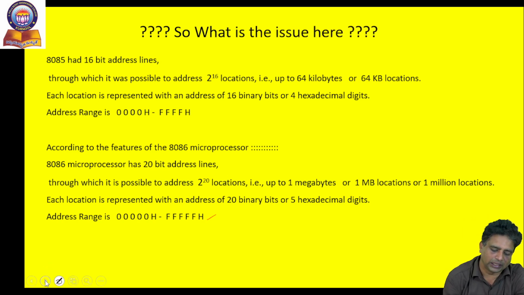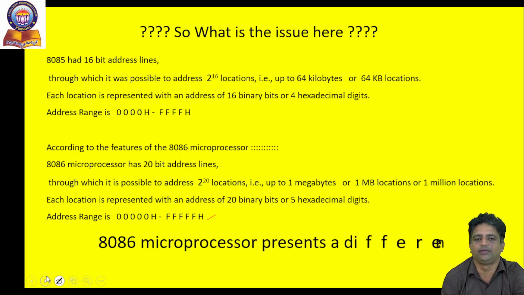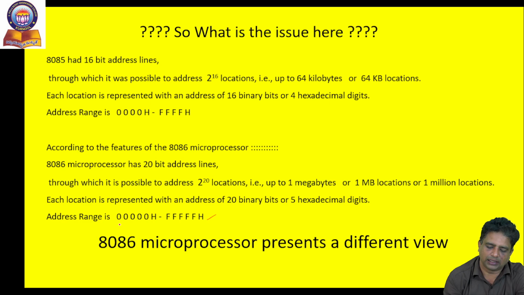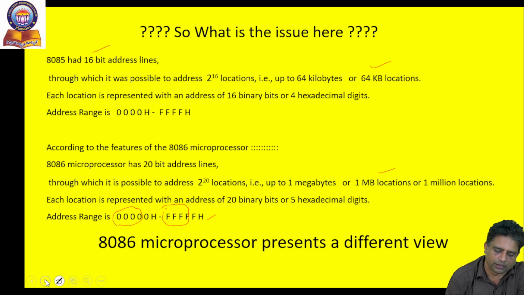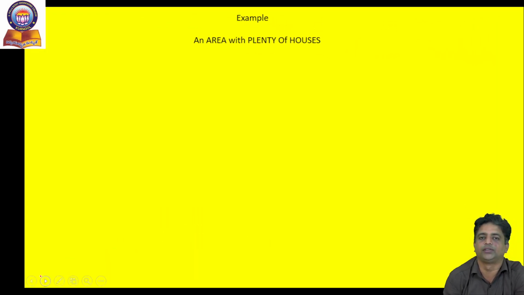No, 8086 has a different view. It says like using less number of address lines, using 16-bit address lines, it is going to map a memory of 1 MB. Whereas the rule that we have learned is using 16-bit address lines, we are mapping only up to 64 KB. But due to some innovation in 8086, using 16-bit address lines itself, we can map up to 20-bit address lines, and through which we can go up to 1 MB of memory.